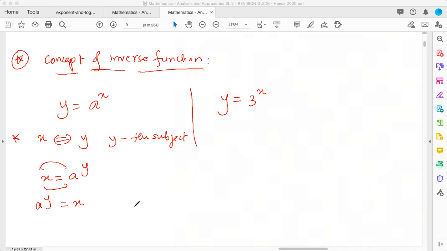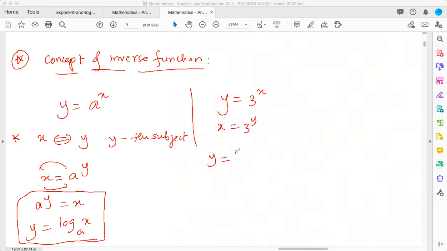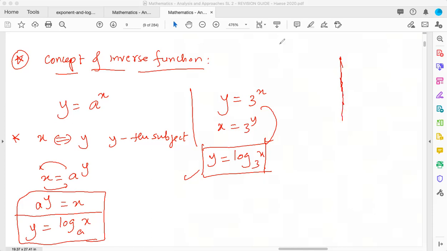Now since a to the power y is x, then y is going to be log x to the base a. So this is converting from an exponential to a logarithmic relation. For example, here y is actually log of x to the base 3 when you convert to a logarithmic relation. So what's the identity that is really important here?